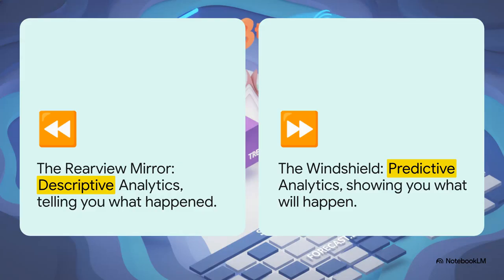Think about it like you're driving a car. Of course, you need to glance in that rearview mirror. That's your descriptive analytics. It tells you what you've passed, what's behind you. But to actually get where you're going, 99% of your attention has to be on the windshield. That is predictive analytics. And it's not just about seeing the road ahead. It's about anticipating the curves, seeing the traffic jam before you're stuck in it. This is the big shift, from simple hindsight to powerful foresight.